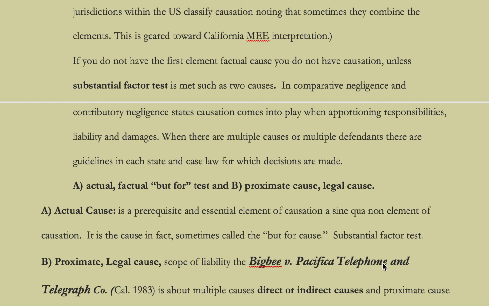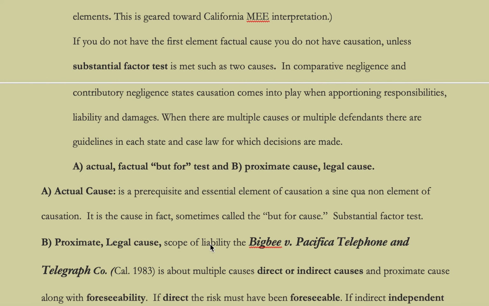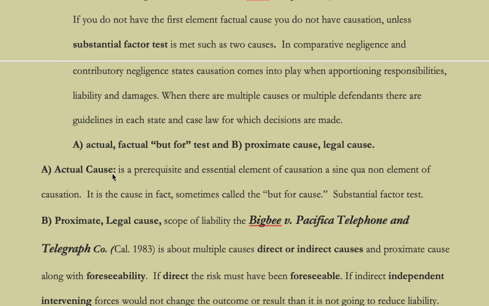This is very important for when they're giving out the damages, and it depends on the state, because if you're comparative or, what's the other one? Anyway, I'll get to that later. So I divided it the way they usually have it: actual, factual, but-for test. That's the first element of causation. And then the second is proximate or legal cause.